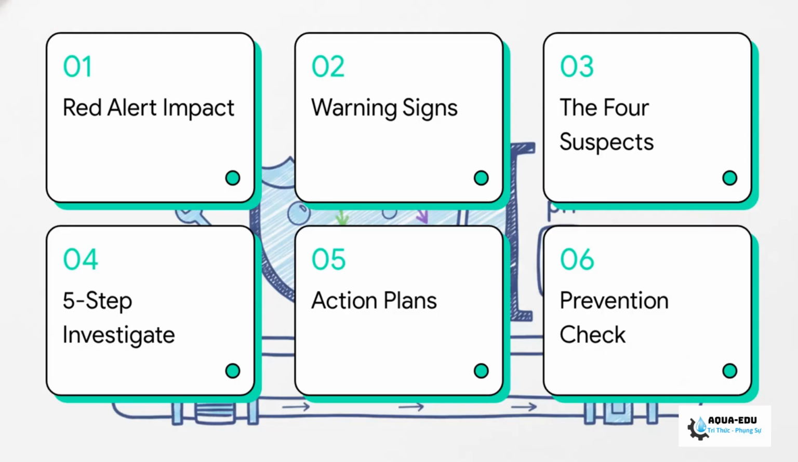So here's our agenda for today. 1. The red alert impact. 2. Warning signs. 3. The 4 suspects. 4. The 5-step investigation. 5. Action plans. And finally, 6. Prevention and checklist. Let's keep moving.